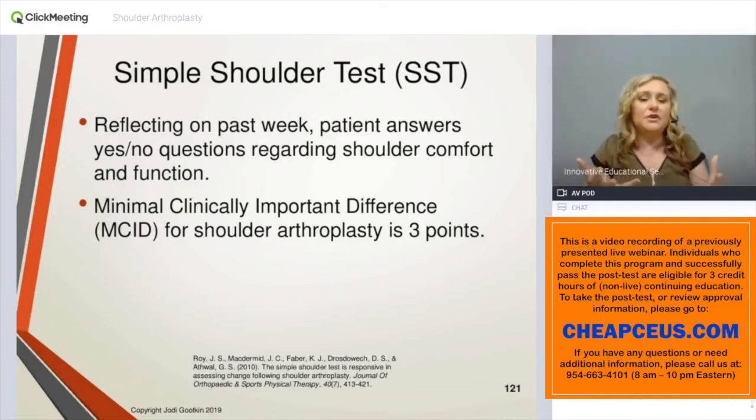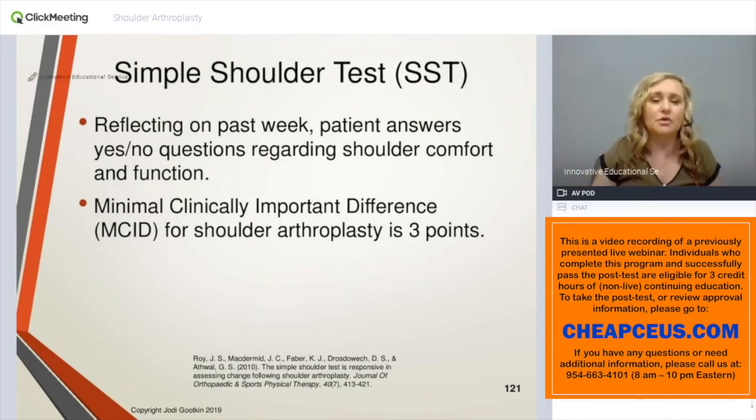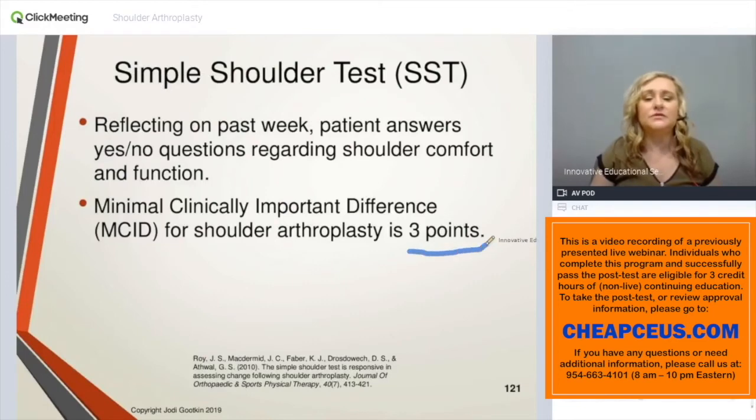This tool might be helpful for you if you're looking at functional tasks and what you need to incorporate into your rehab to move them towards certain functional task performance in your goal setting. Minimum clinically important difference, they say, is about 3 points on this assessment tool.